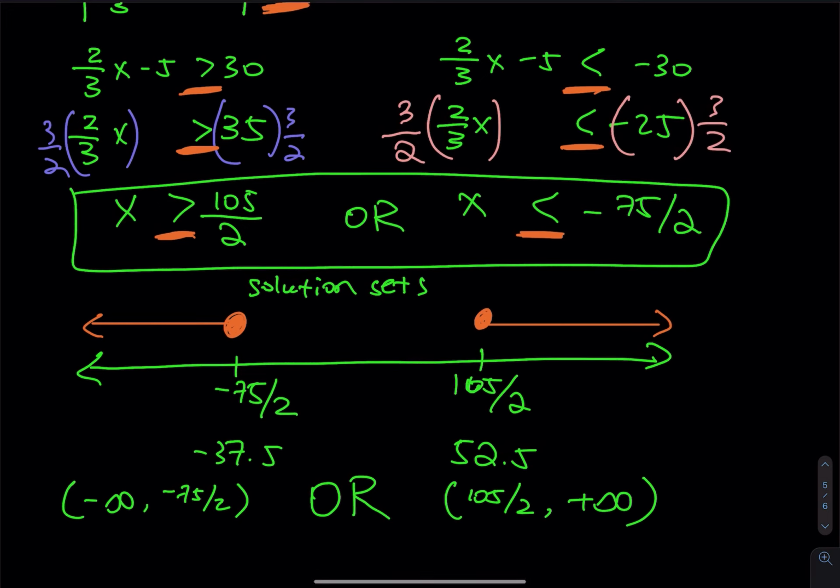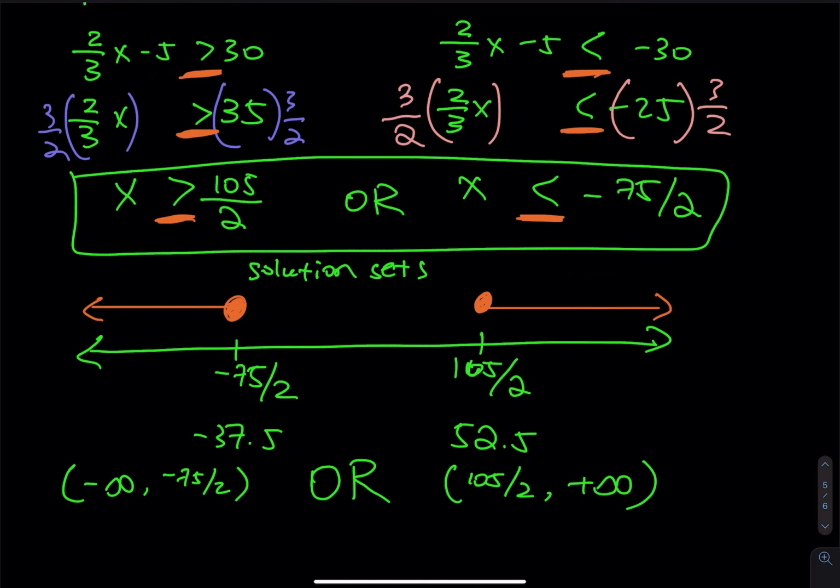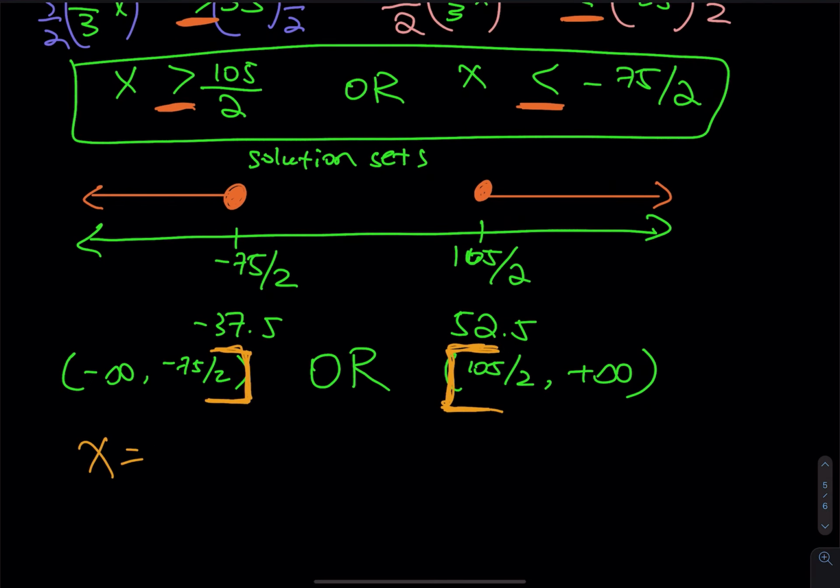Did I make a mistake? The answer is yes, I make a mistake. Why? Because I use a solid circle. So since you use a solid circle, then this is supposed to be a square bracket, and this is supposed to be a square bracket. Because using square bracket means it is okay to let x equals to 105 divided by 2. It is okay to let x equals to 75 over 2.